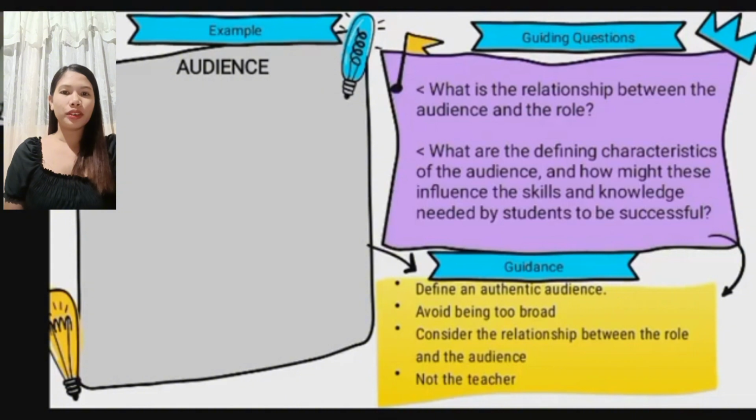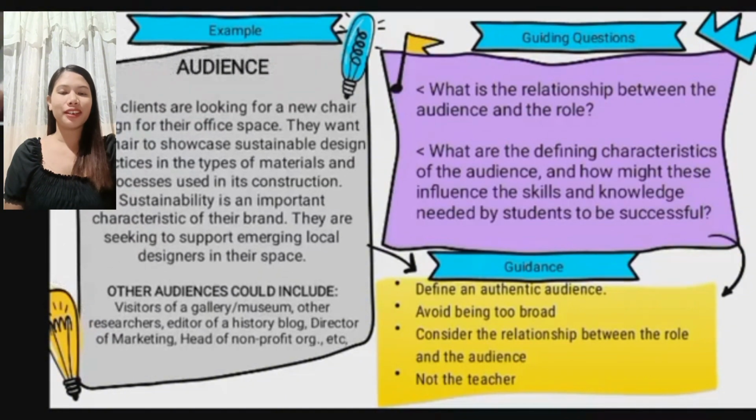So for example, the clients are looking for a new chair design for their office space. They want the chair to showcase sustainable design practices in the types of materials and processes used in its construction. Sustainability is an important characteristic of their brand. They are seeking to support emerging local designers in their space. So the other audiences could include visitors of a gallery or museum, other researchers, editor of a history blog, director of marketing, head of nonprofit organizations, and so on.